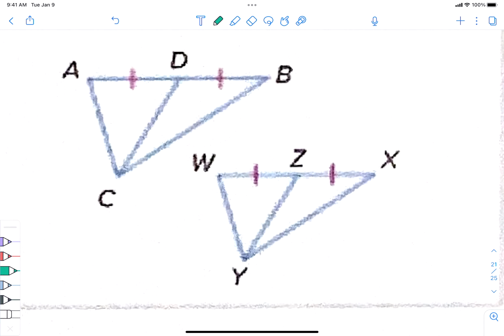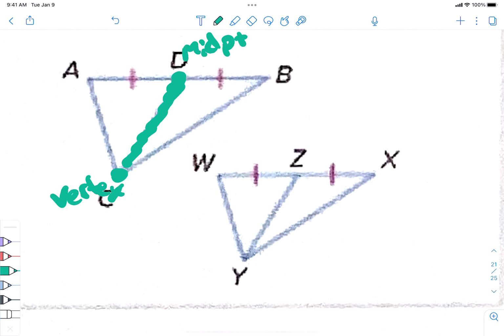This last one. What is this thing called? He's going from vertex to the midpoint. He's going from vertex to midpoint, right? How do you know that that's the midpoint?